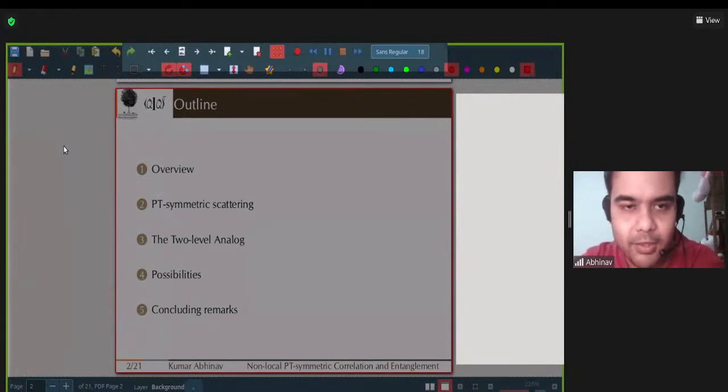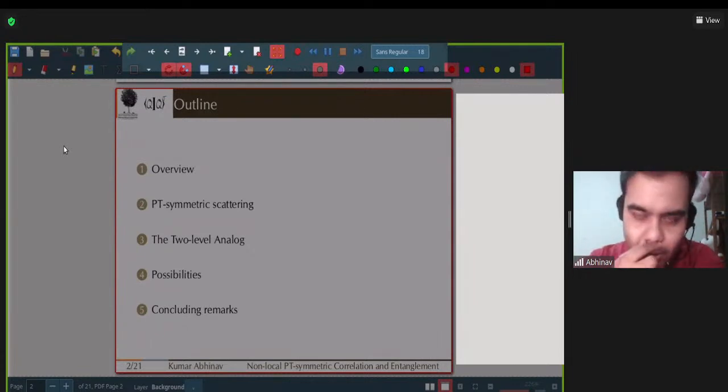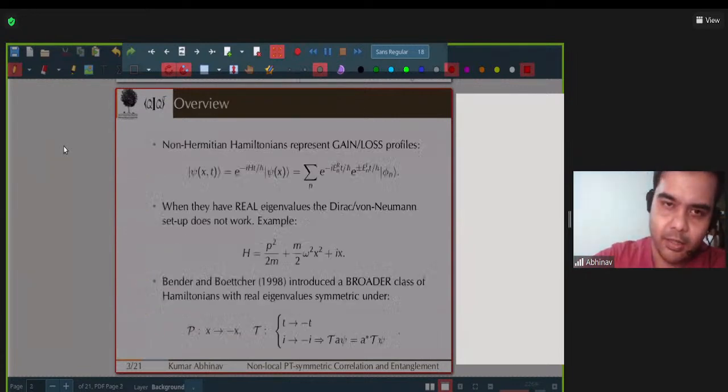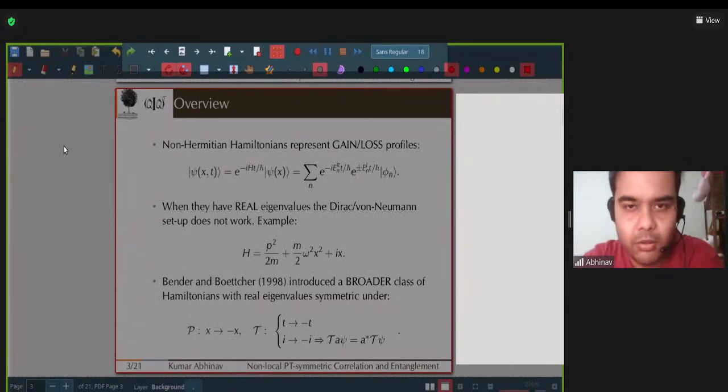So the plan is that there will be an overview of PT symmetric systems. Then I'll be talking about PT symmetric scattering, followed by a two-level analog for whatever I'm talking about. And I'll leave with certain possibilities. So it will be an open-ended talk in that sense. Right. So what is a PT symmetric system?